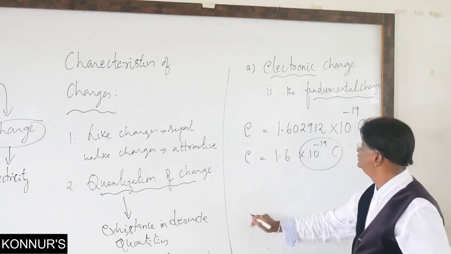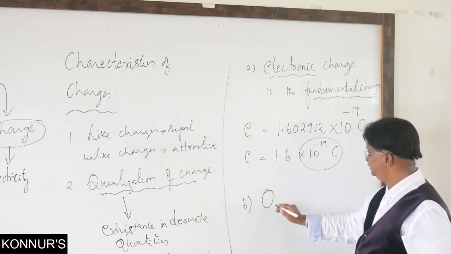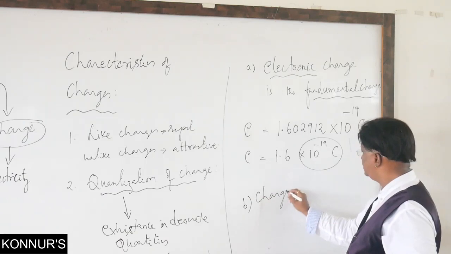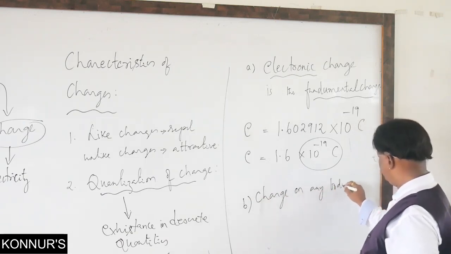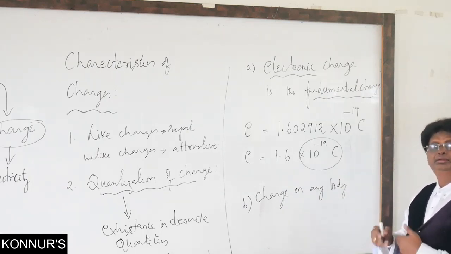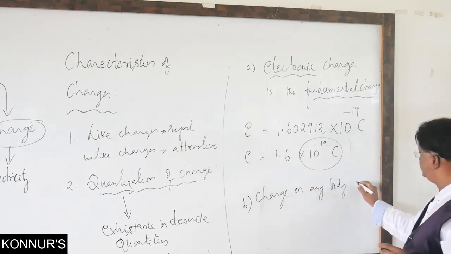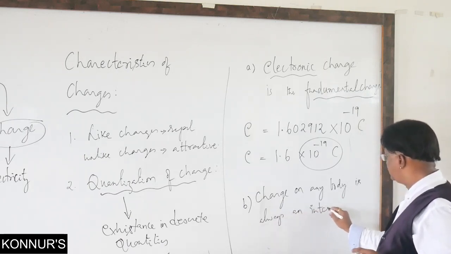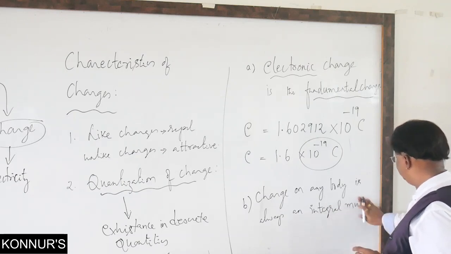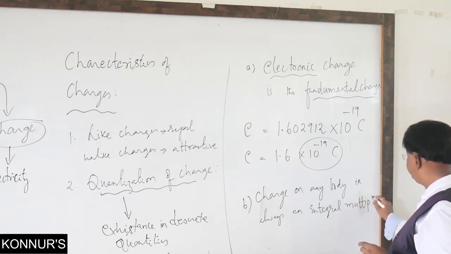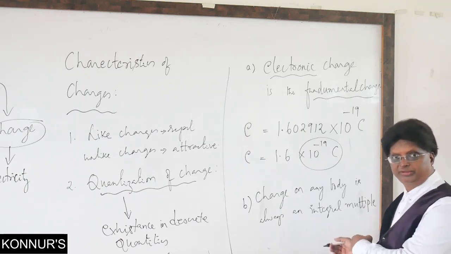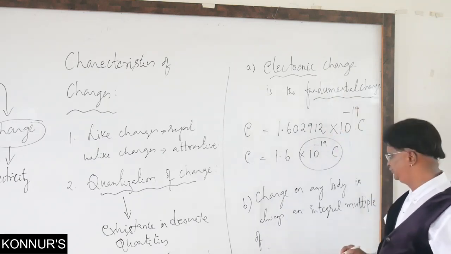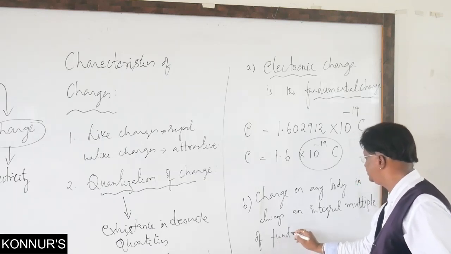Now this B part I am writing, just making it more legible. Charge on any body. I can call it any material or particle. Charge on any body is always an integral multiple. See, English is very important here. I used one term, integral multiple. Let us see what all those details are. Integral multiple of the fundamental charge, which is electronic charge. Integral multiple of fundamental charge.